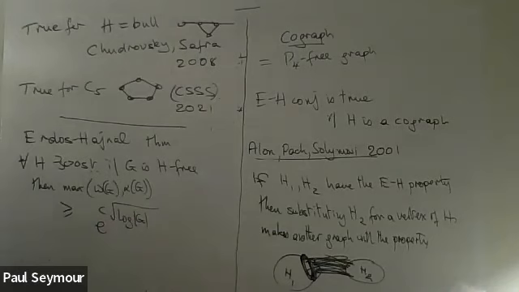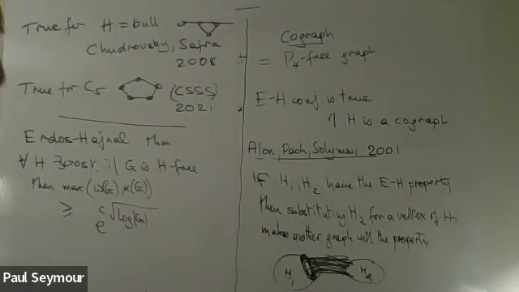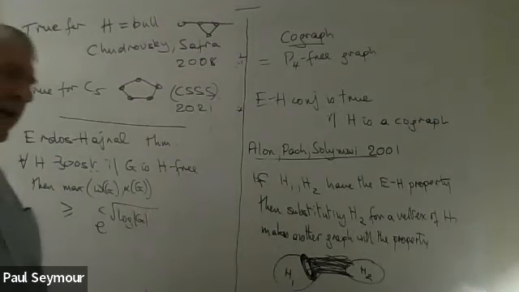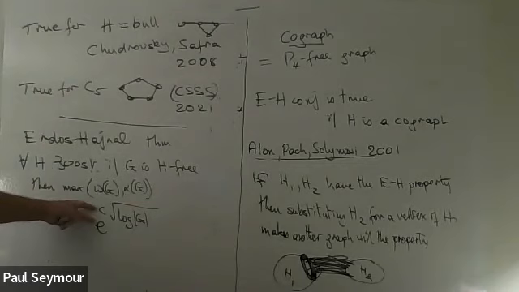But this is better than if nothing is excluded. If nothing is excluded, you only get log n. Well, this is a lot bigger than log n. It's sort of halfway between log n and what they really wanted. So if we can't prove the Erdős-Hajnal conjecture itself, what about doing better than the Erdős-Hajnal theorem? Can we make this number any bigger?